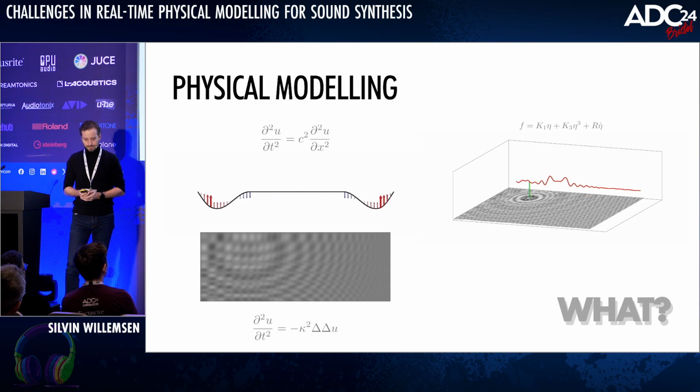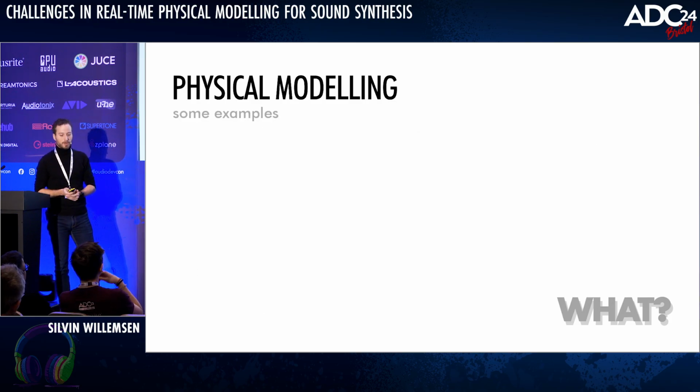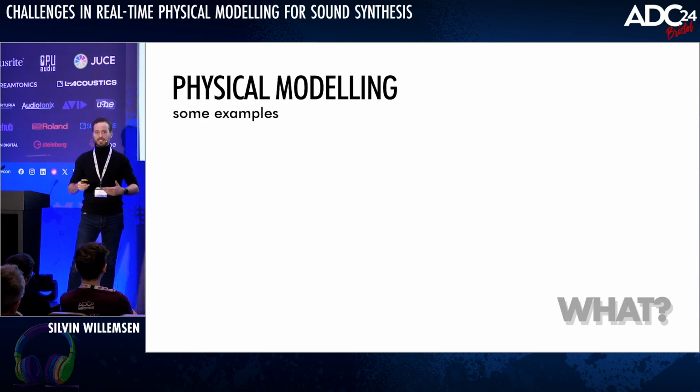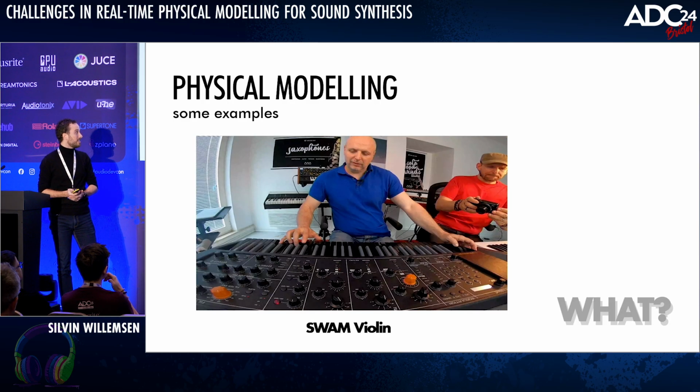but implement these continuous physical equations into your computer. And some examples of what you can do with this physical modeling is on the one end of the spectrum, you can make very realistic simulations of real-life instruments. For example, audio modeling does that very well with the Swan violin.